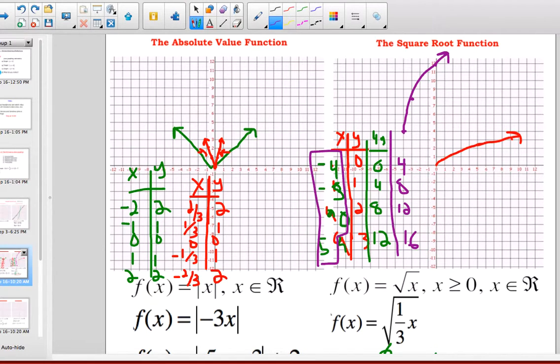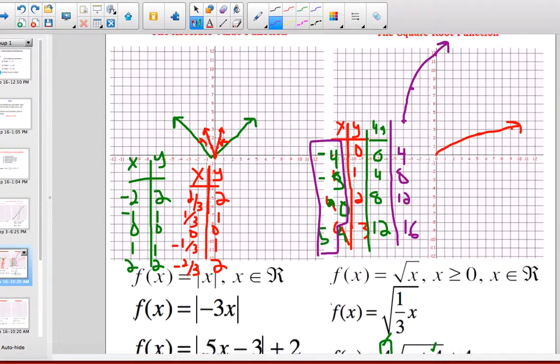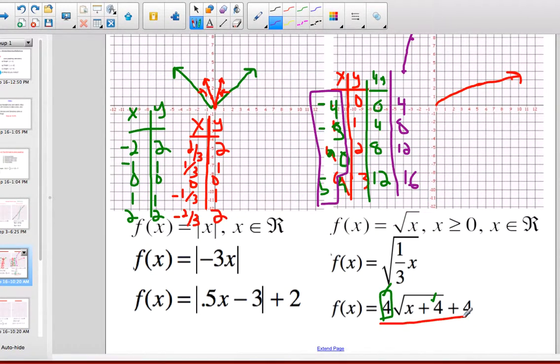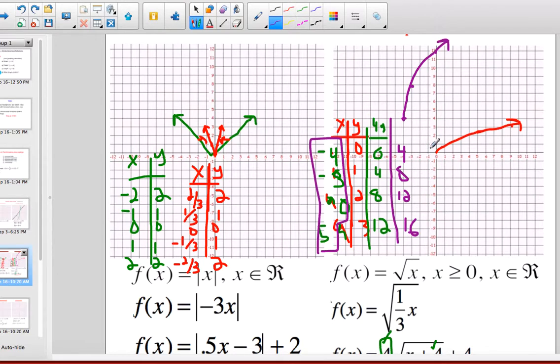And as you can kind of see, it is a vertical stretch. It's definitely being stretched vertically, right? The +4 means left 4. The +4 at the end means up 4. You're definitely left 4, up 4, and stretched vertically. It's a quick check that you can do to make sure you did it right.